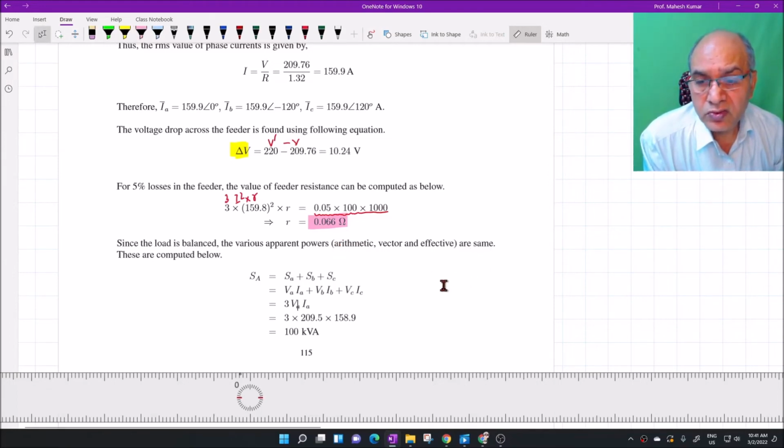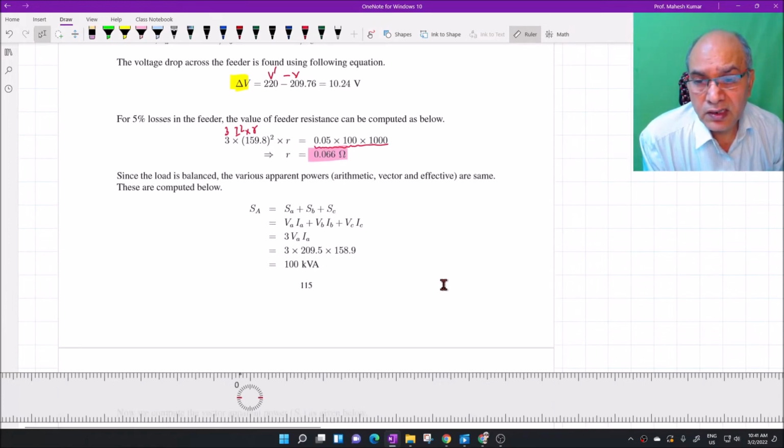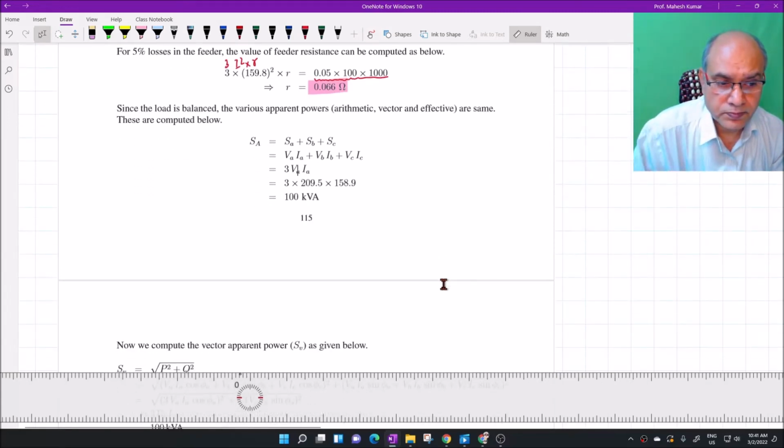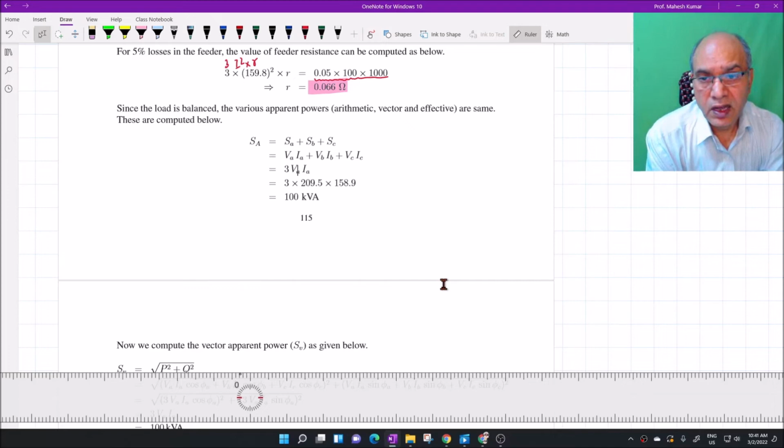Now let us find out the arithmetic apparent power, vector apparent power and the effective apparent power. Since the system is balanced, all three powers will be the same, because for a three-phase balanced system without harmonics, all three powers will be the same, and hence all three power factors will be the same. You can find it out. For example, the arithmetic is the sum of SA plus SB plus SC. Since they are balanced, it is 3 into V into IA, which becomes 100 kilowatt.